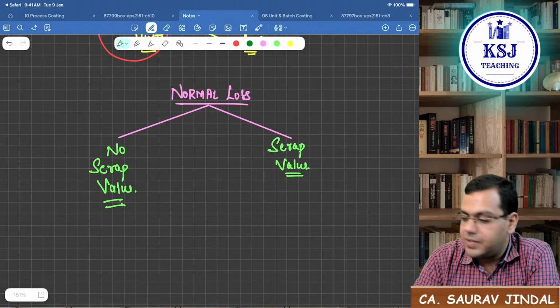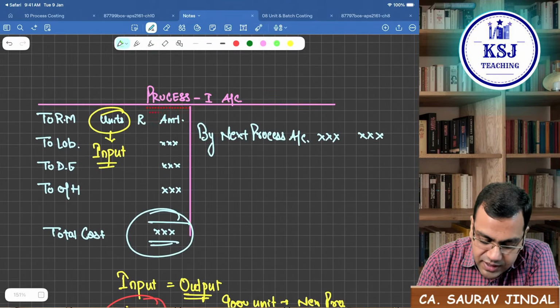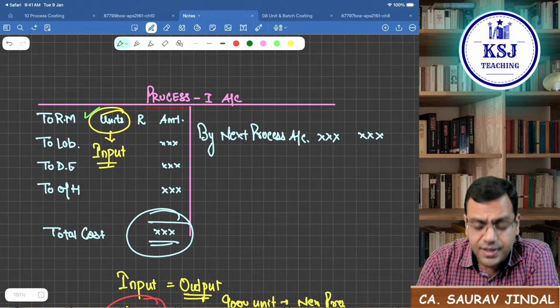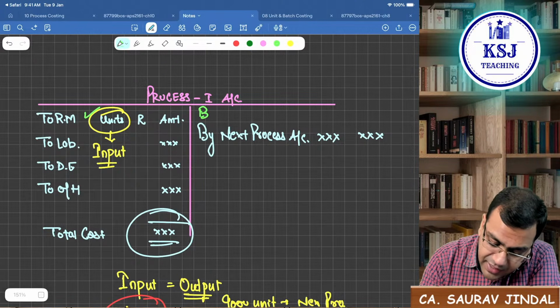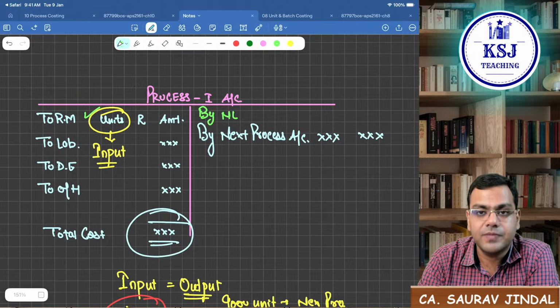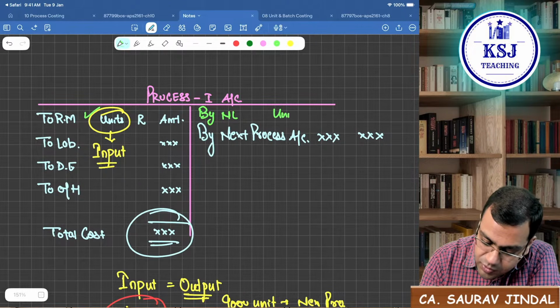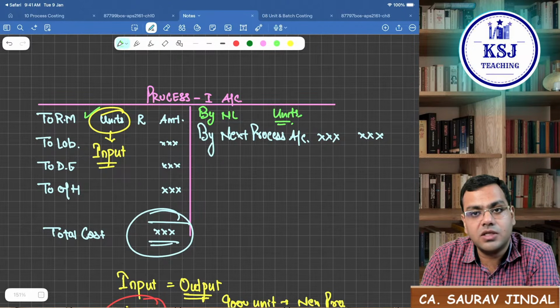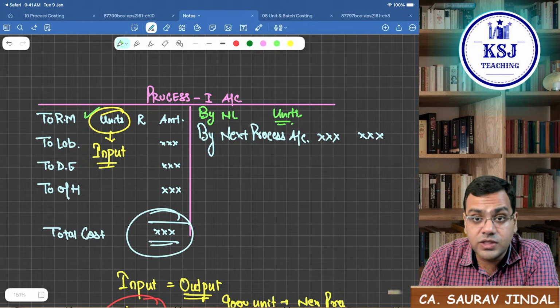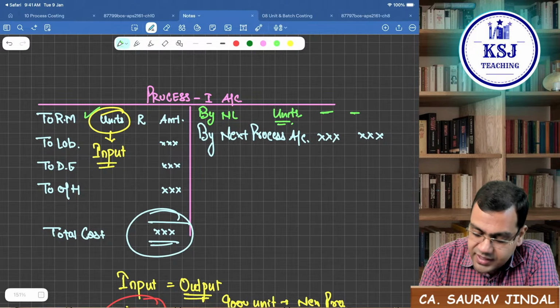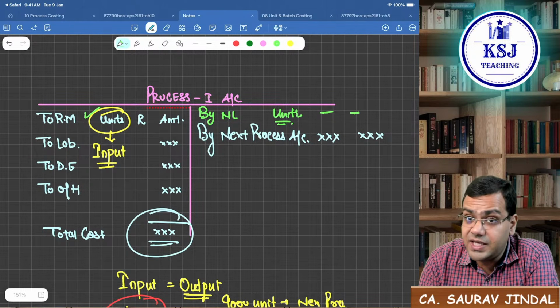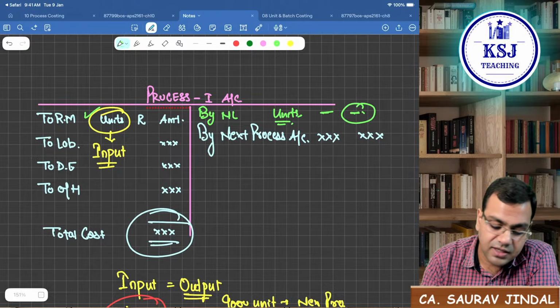So what will happen if you have input 10,000 units here, right? Here you will write "by normal loss". You will write the units here. What is the number of units of normal loss? If there is no scrap value, you will not write anything in the amount column. If there is a scrap value, you will write it in the amount column.